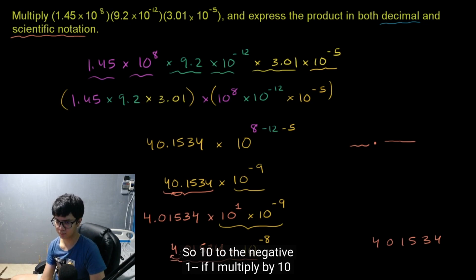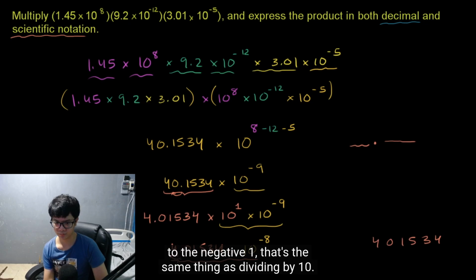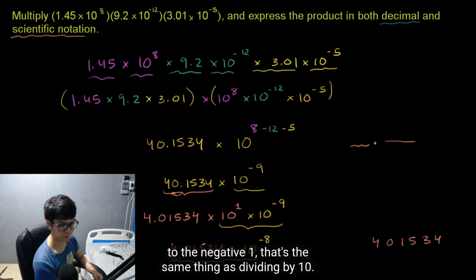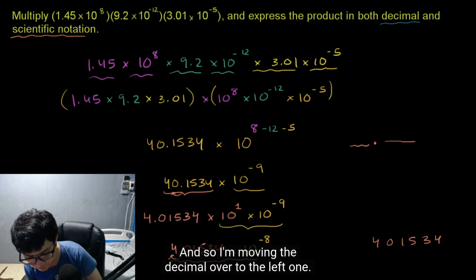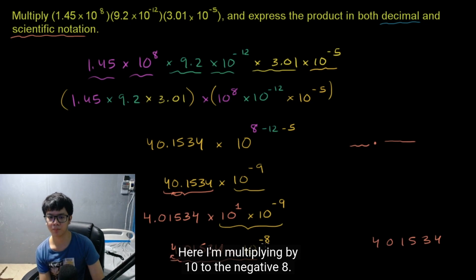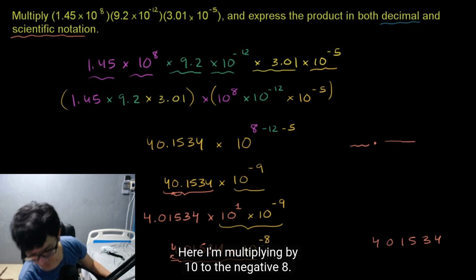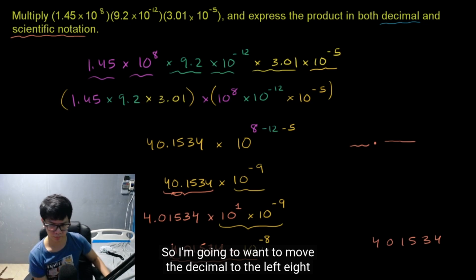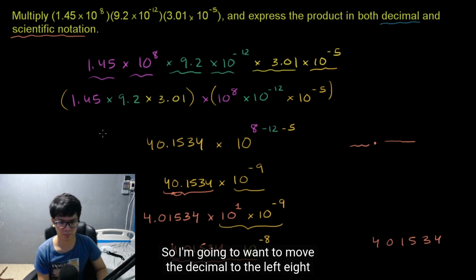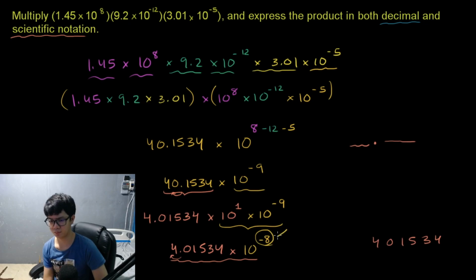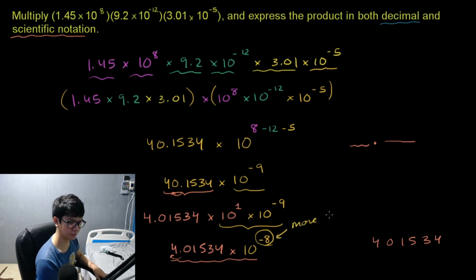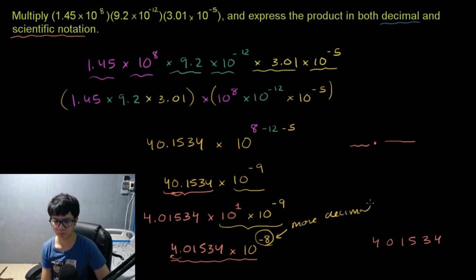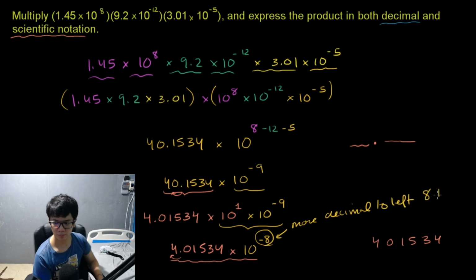So if I multiply by 10 to the negative 1, that's the same thing as dividing by 10, and so I'm moving the decimal over to the left one. Here, I'm multiplying by 10 to the negative 8, or you can say I'm dividing by 10 to the 8th power. So I'm going to want to move the decimal to the left 8 times.